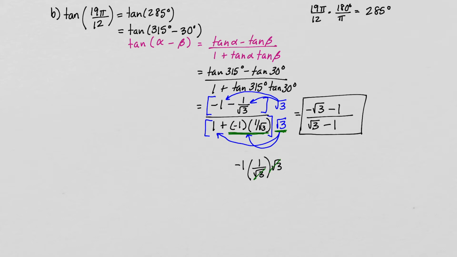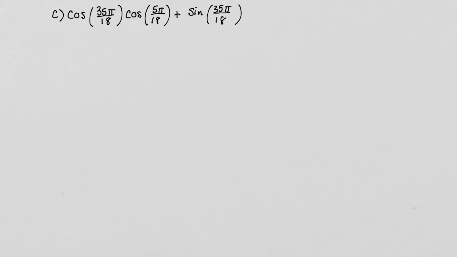Okay, so alright, so let's try this one. Cosine 35 pi over 18 times the cosine of 5 pi over 18 plus sine of 35 pi over 18 times the sine of 5 pi over 18. So 35 pi over 18, 5 pi over 18.